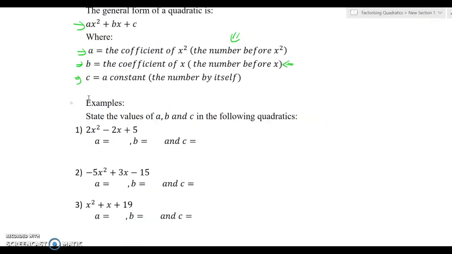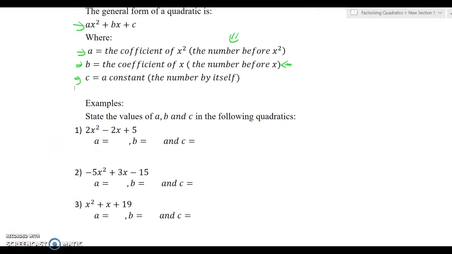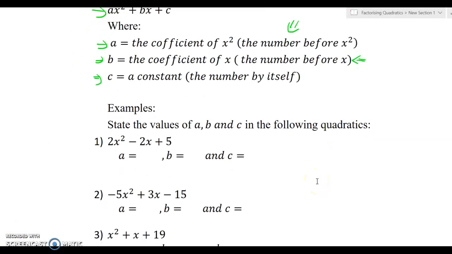We want to state the values of a, b, and c. Let's look at the first one. We have 2x squared minus 2x plus 5. Remember, a is the coefficient of x squared, the number before the x squared. So the number before the x squared here is 2, right? b is the coefficient of x, the number before the x. Some children sometimes make a mistake and just say 2, but it's actually minus 2, or negative 2. You must carry the sign with it, right? And then c, the number by itself, is 5. Positive 5, but we just write the 5. We don't have to write the positive sign.